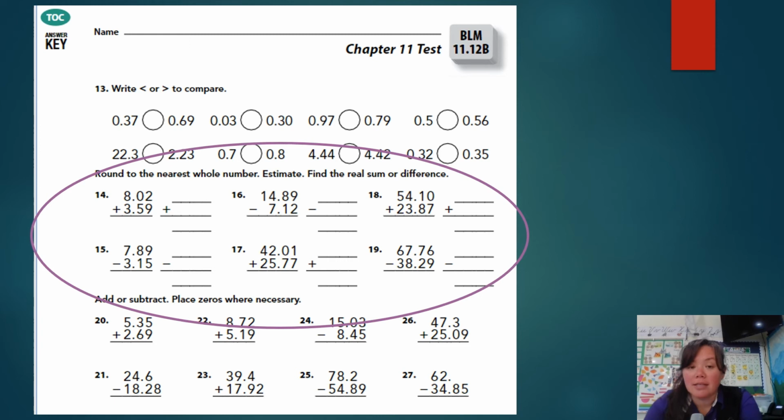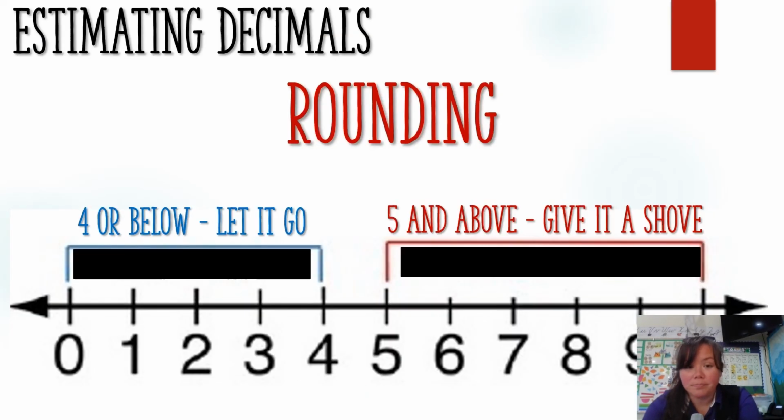This wants us to estimate and to add and subtract. So we've got two steps here. And I want you to know you need to do both. You're going to write your estimation here in these lines, and then you're going to go back and add the real sum or difference. They want both answers filled in, and I do too. So let's review a little bit about estimation.